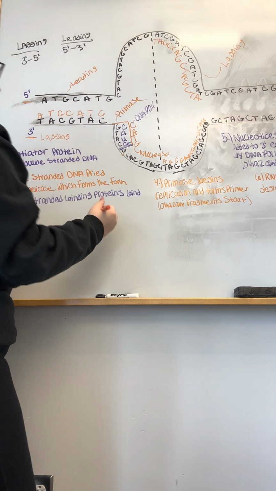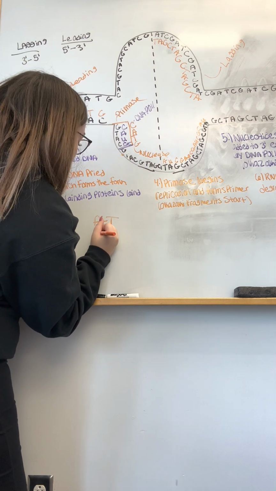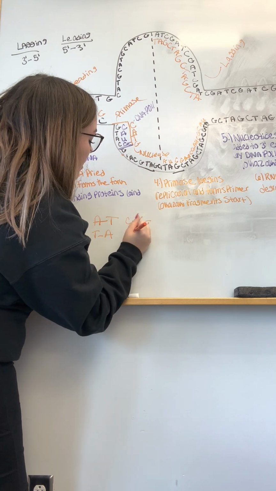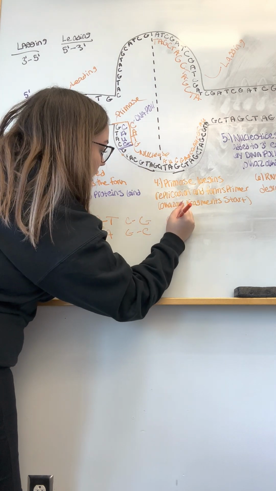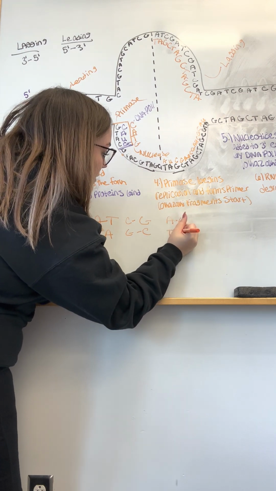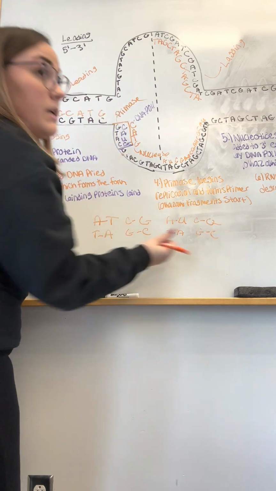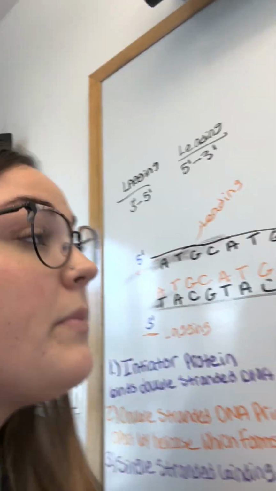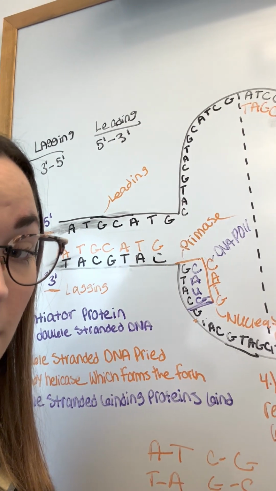So A is going to go to T, T is going to go to A, C is going to go to G, and G is going to go to C for DNA. And for RNA, A is going to go to U, T is going to go to A, C is going to go to G, and G is going to go to C. So that's the only difference in RNA, adenine is going to go to uracil. So that is transcription.